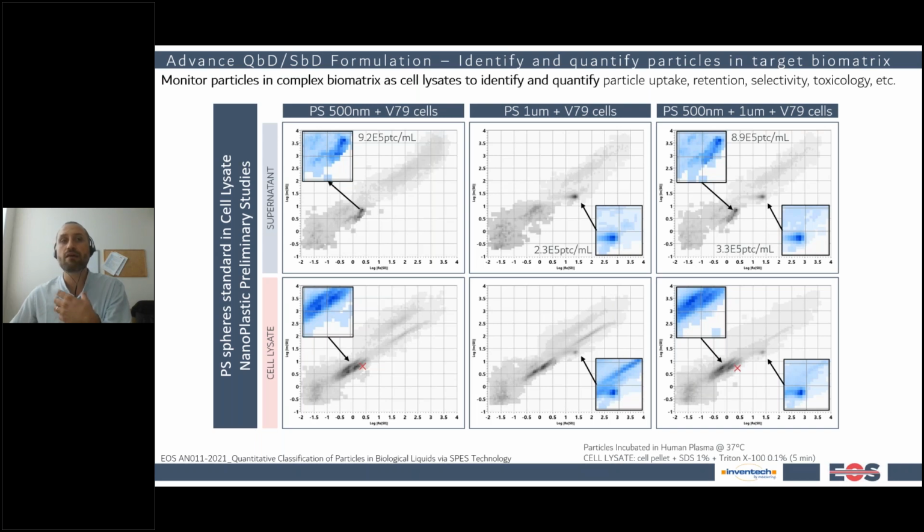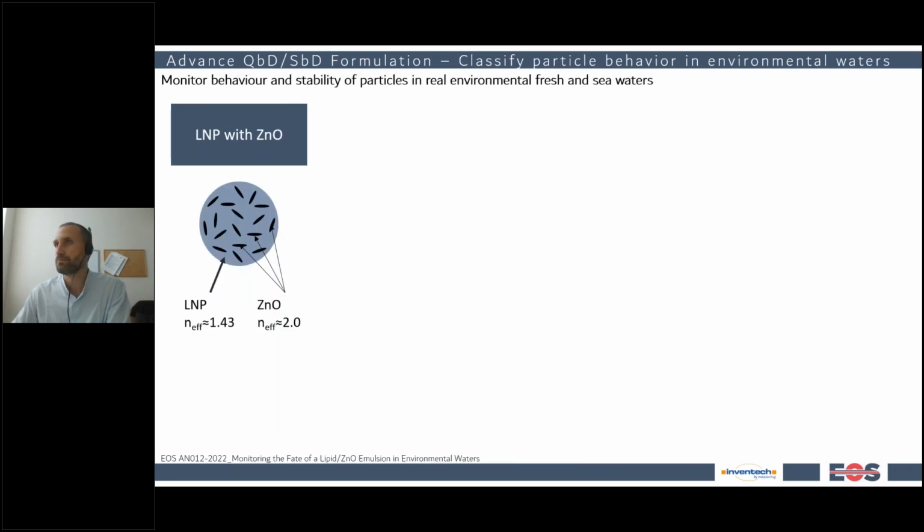This means that the effective refractive index of the whole particle decreases, because we have a contribution from the surrounding biological matter, which decreases the contribution of the core. So it is an average between the polymeric core and the surrounding shell. So we are able to identify differences.